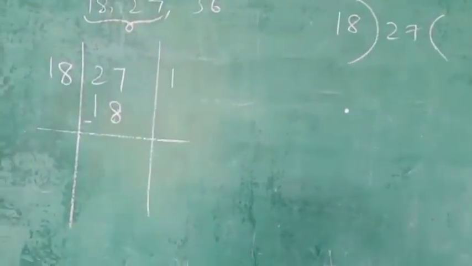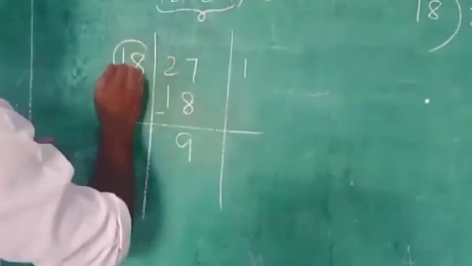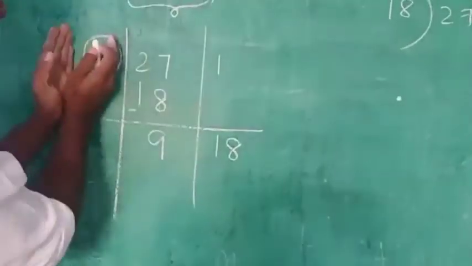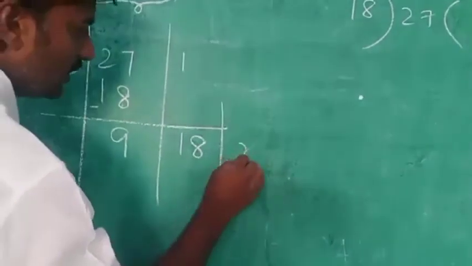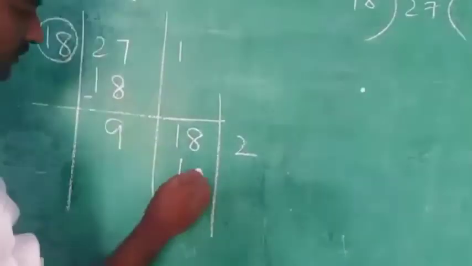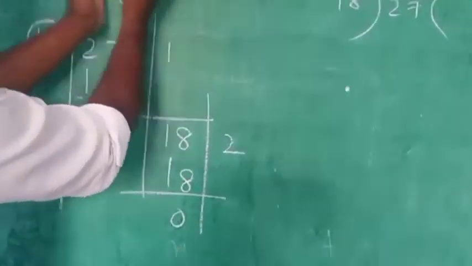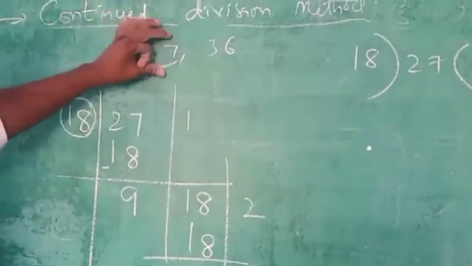Right, what is the remainder? 9. Now what to do? Again you take this divisor and write down here 18. Understand carefully. Again you take this 18 and write here. Again you need to divide here. In the 9 table, does 18 come? Yes, 9 twos are 18. So now we have to find the HCF of the first two, 18 and 27.